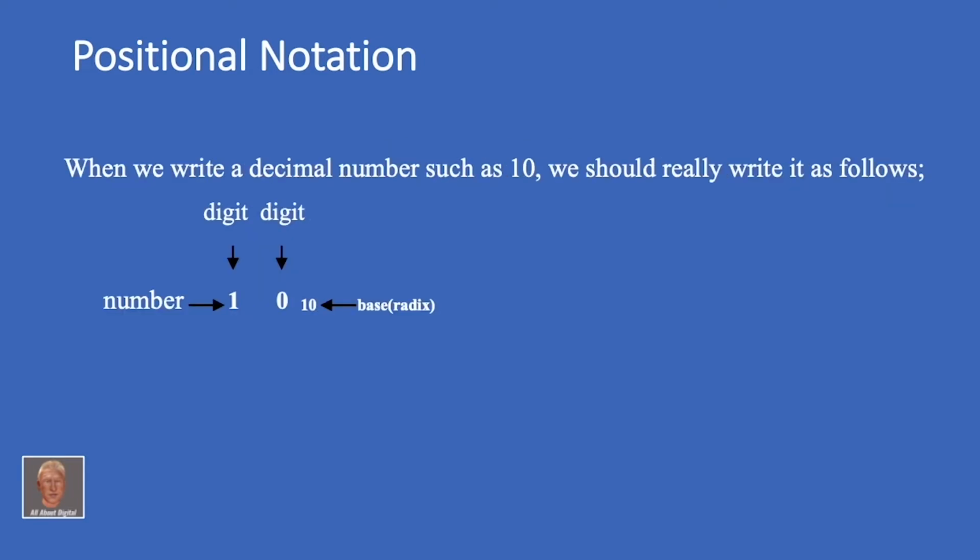In positional notation, when we write a decimal number such as 10, we should really write it as follows. The number is equal to the two digits, digit 1 and digit 2, with a base or a radix 10. So the number 10 in a base 10 would be written as 10 to the base 10. The number 55 in the base 10 would be written 55 base 10.